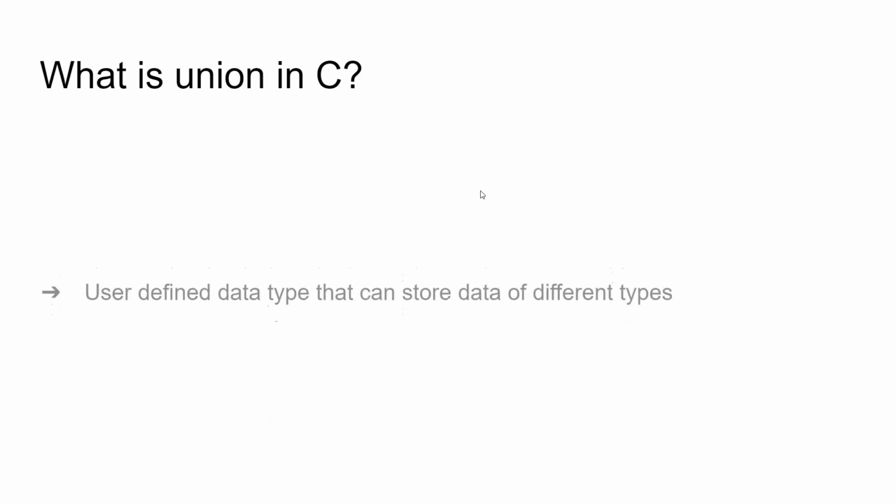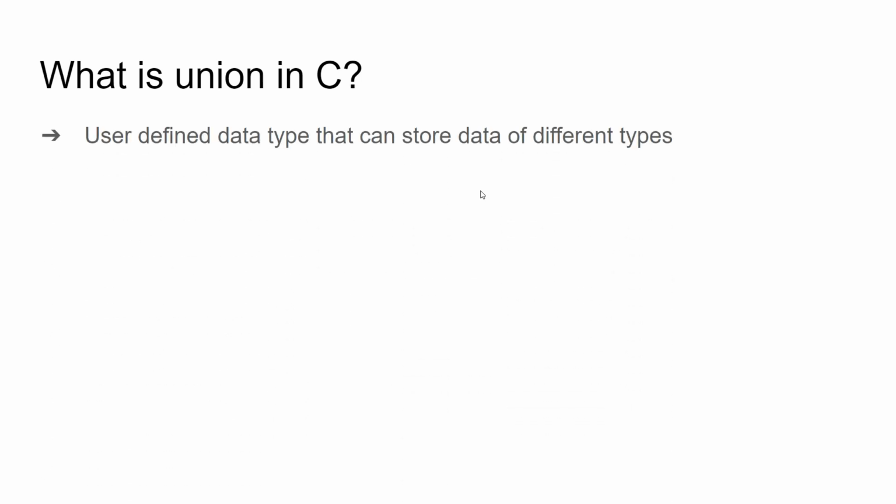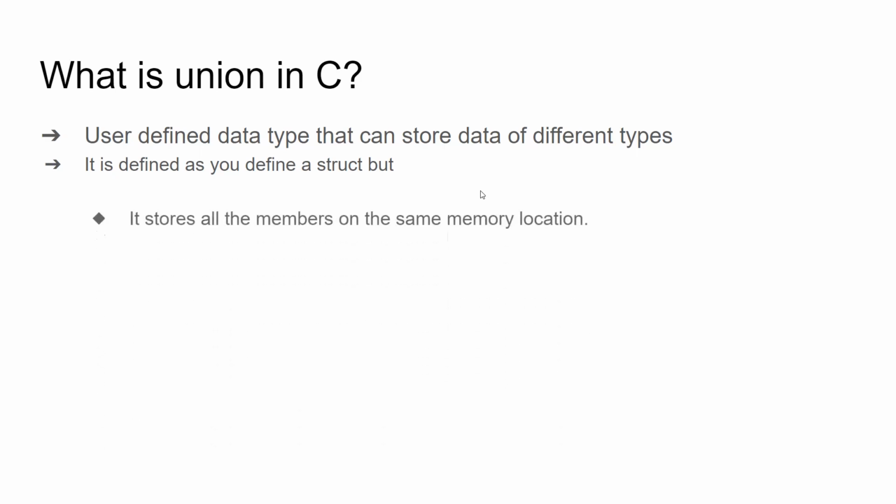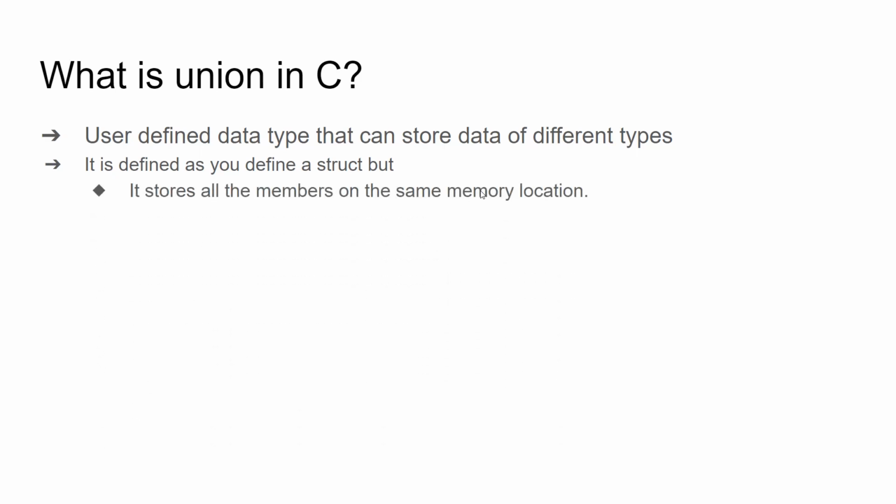So the next question is, what is union in C? A union is a user defined data type, and it can store data of different types, and it is defined like a struct in C, and the memory allocated to a union will be equal to the biggest variable in that union. Let's have an example.